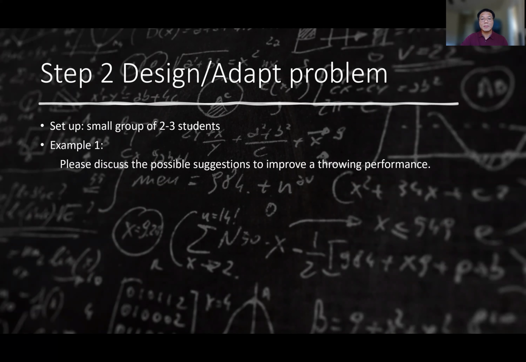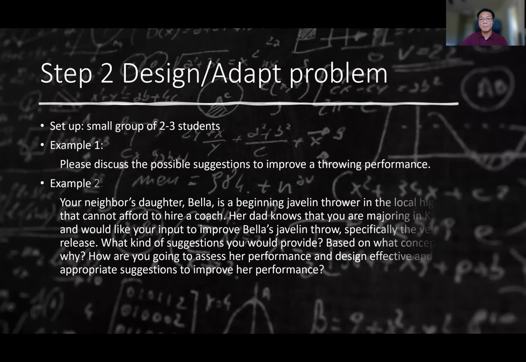Because the goal is to see if students understand the concept of impulse-momentum relationship, frequently a common type of question like example 1 will be, please discuss the possible suggestions to improve throwing performance. However, this question can be difficult since it is general and vague, which leads to increased confusion and/or questions from students.